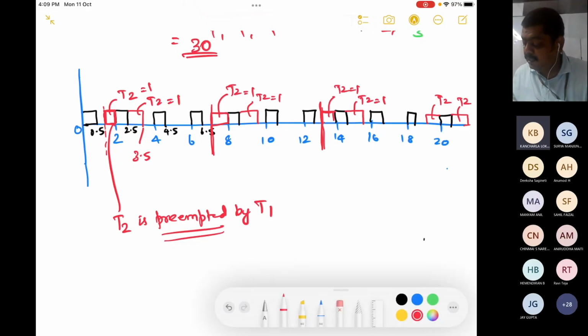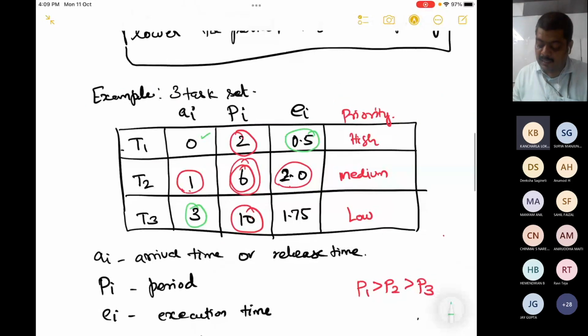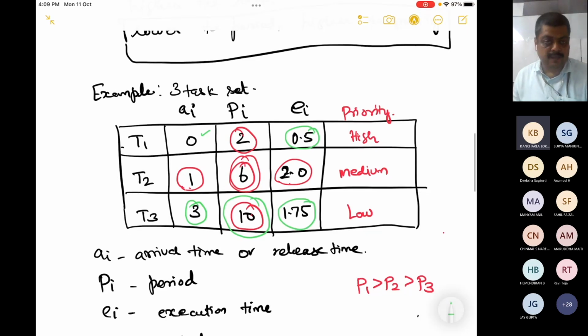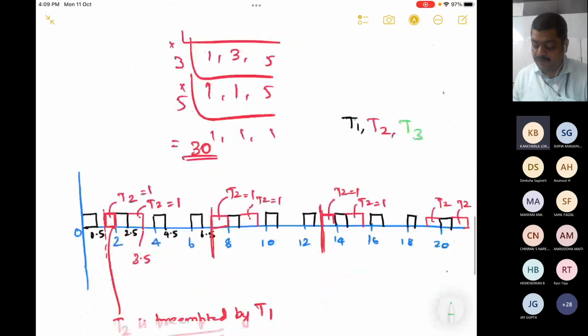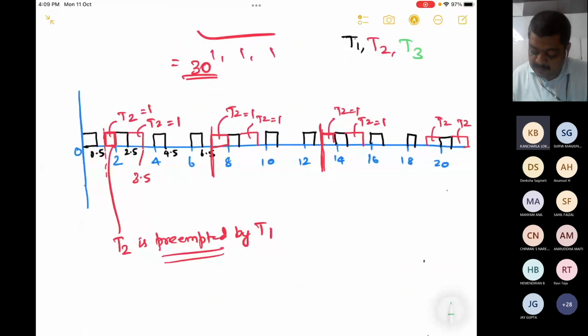Next thing is T3. So T3 again will come back here. T3 is releasing at 3. Period is 10. Execution time is 1.75. Okay. So in that case, low priority. So what we do is, now 3 means 3.5. No, it releases at 3. Somewhere here at 2.5. At this point, it is releasing. So at time 3 it releases.